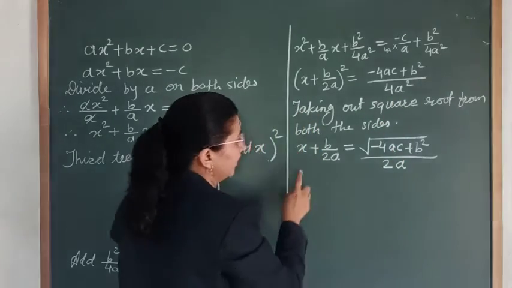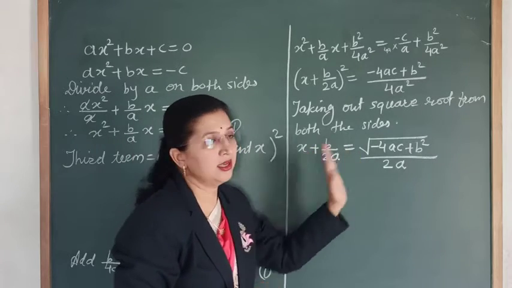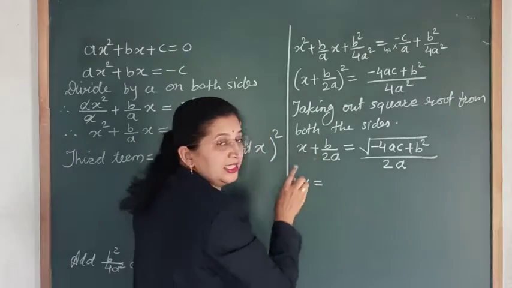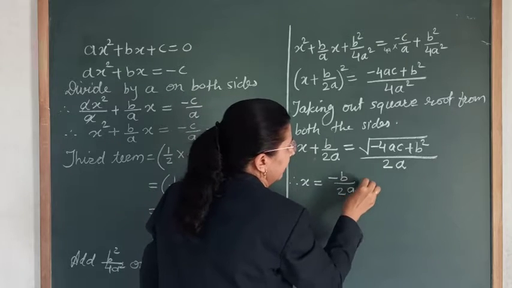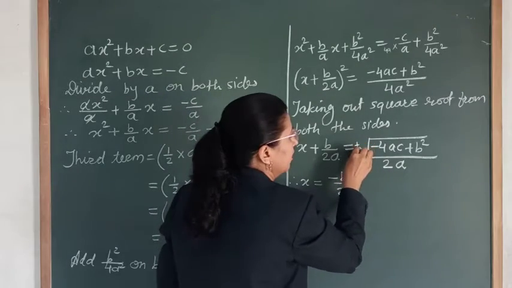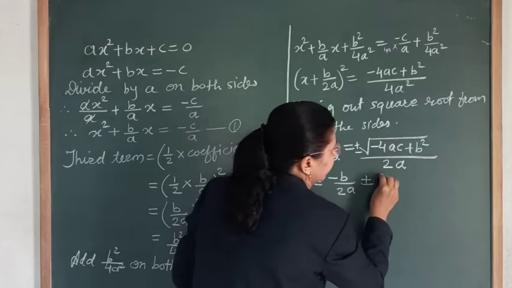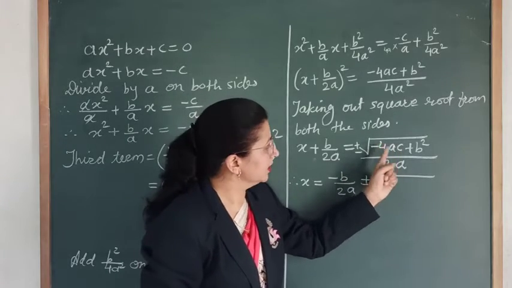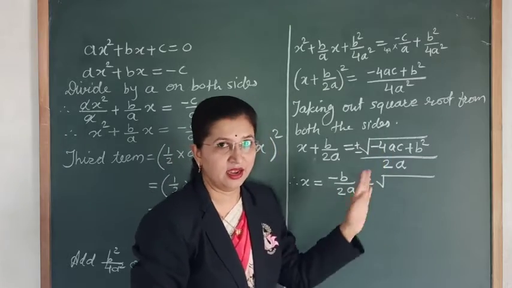Okay. So now we want to find out the value of x. So let's transfer this b upon 2a to the right side. Therefore x is equal to... here it is plus, it will become minus b upon 2a. Now here, as we have to take the square root, we have to give both signs, that is plus minus. Now here we will make a slight change: this term b square which is positive, we will write first, and this negative 4ac after that.